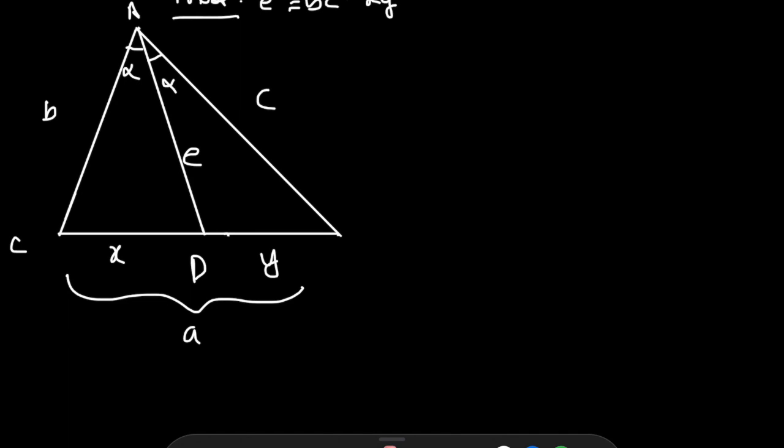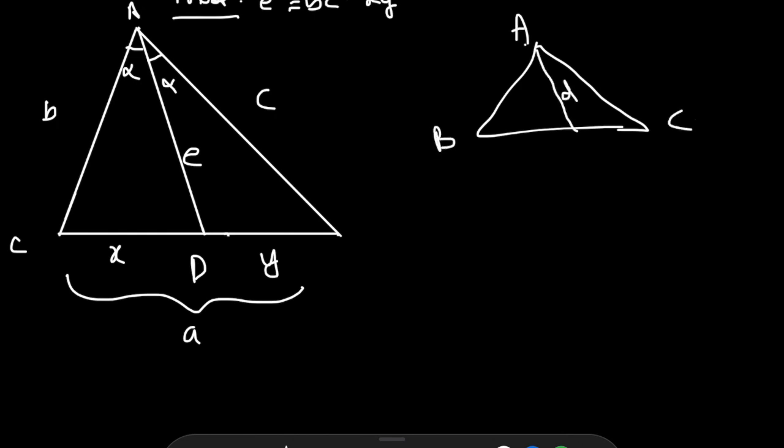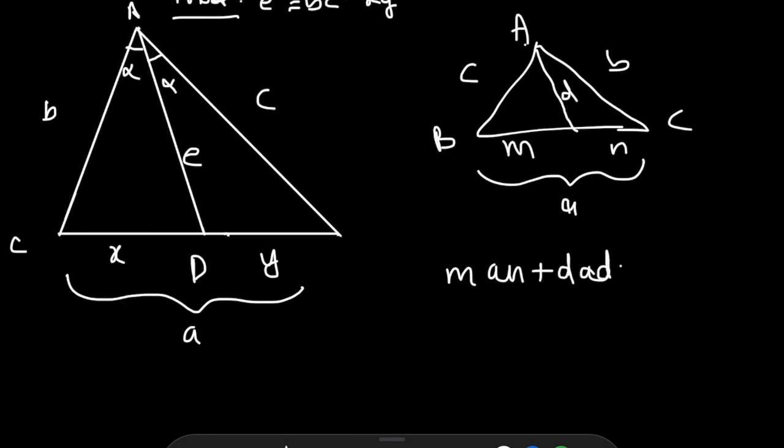known as Stewart's theorem. So if you're not sure of what Stewart's theorem states, let's say we have a triangle ABC with a cevian of length d, which divides BC into m and n. And let's say the lengths are c, b, and a. Well, Stewart's theorem tells us that man plus dad is equal to bmb plus cnc. So let's go ahead and apply this directly to our triangle on the left here.